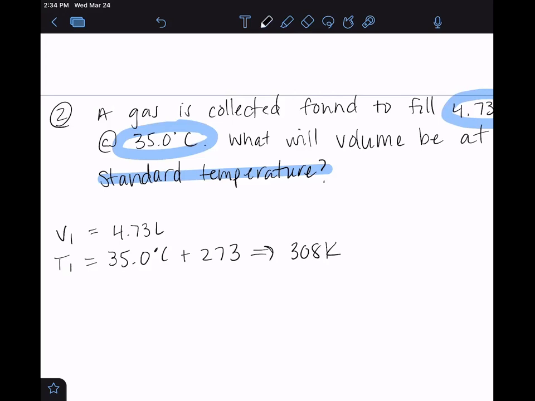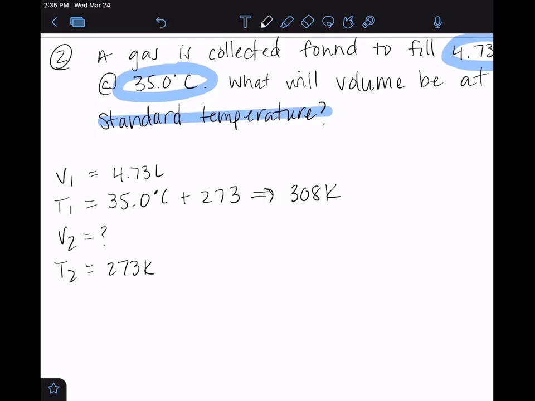Okay, and then what will the volume be? Well, we're looking for V2, and then what's T2? This is why it's a very tricky question. Standard temperature, remind you, is what we're used to: 25 degrees Celsius or 273 Kelvin. So 273 Kelvin is standard. Okay. So now all you have to do is determine who's relating volume and temperature. Well, this is Charles's law.